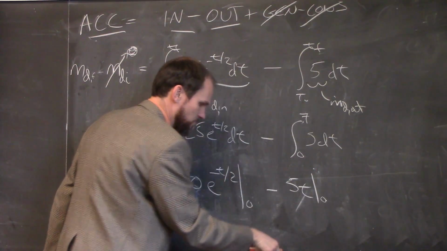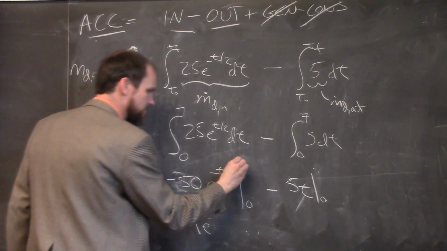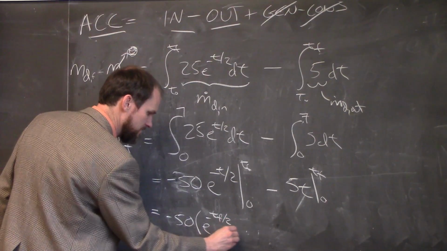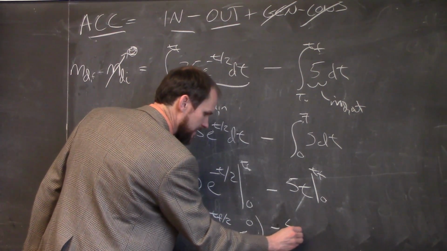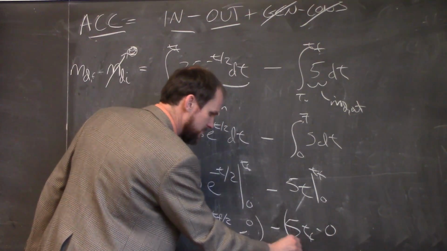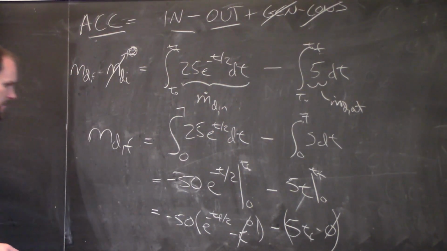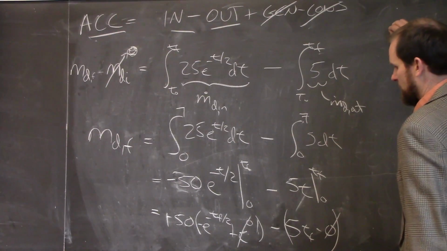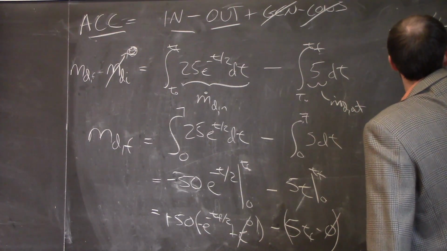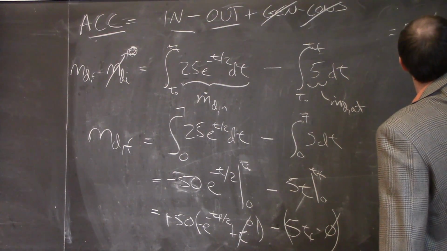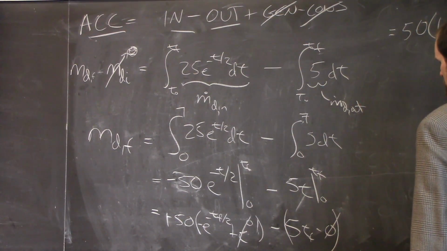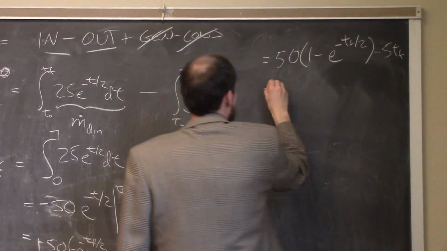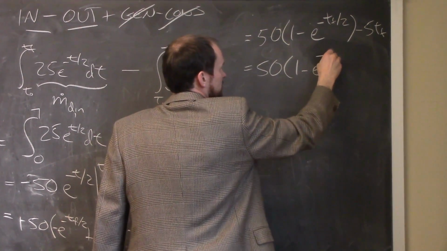Another nice thing to do is to wait until the end to put your numbers in. So if we put t final here, you could say this is 50 e to the minus t final over 2 minus e to the 0, minus 5 t final minus 0. e to the 0 is 1. This minus sign I can distribute in, and I get 50 times 1 minus e to the minus t final over 2, minus 5 t final.